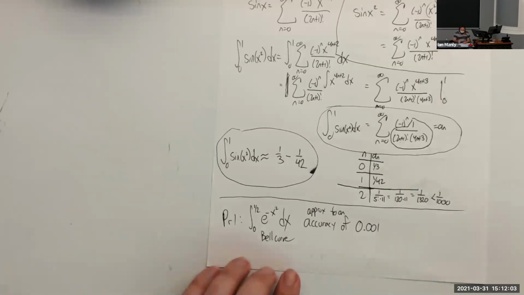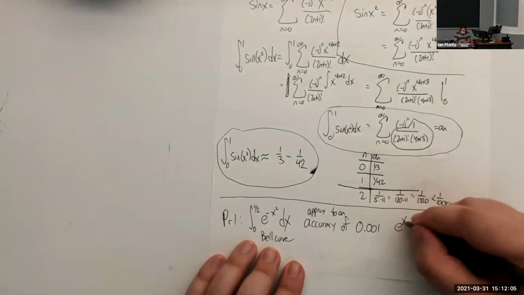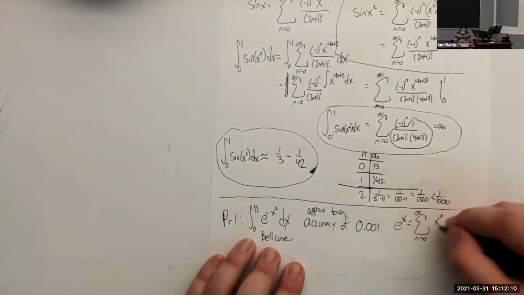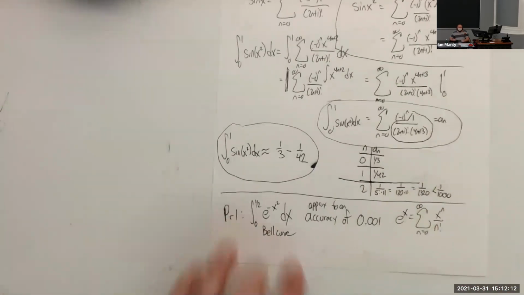Oh, sorry, yeah, I need to tell you, what's the e to the x sum? E to the x is the sum from n equals 0 to infinity of x to the n over n factorial. Yeah, sorry, I forgot to include that.